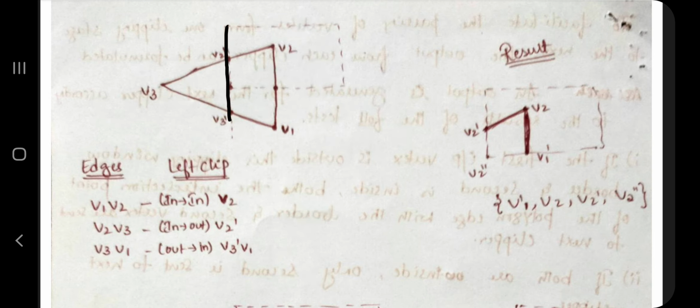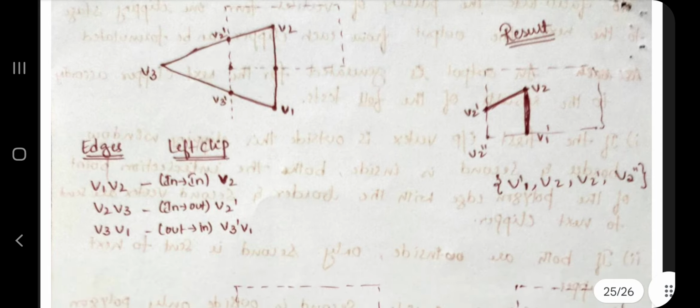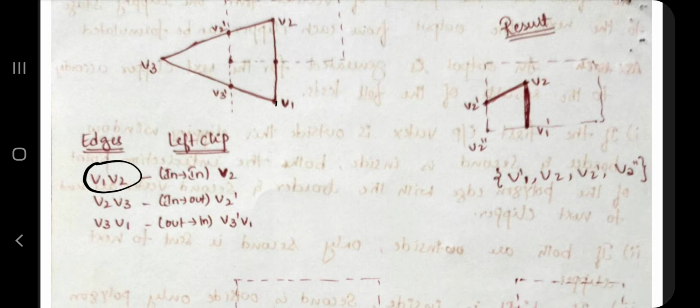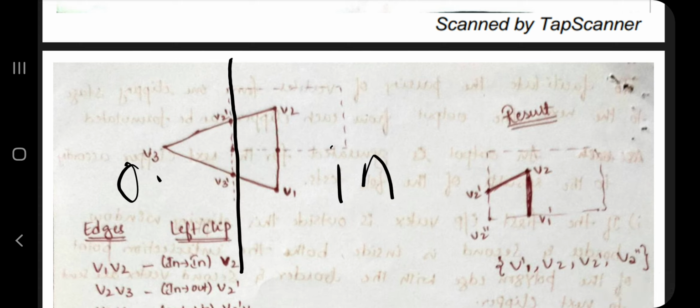After you have drawn a line like this and mentioned what is in and what is out, you have to consider each edge. You will make a table and write edges and left clip here, because we are doing left clip. Take the edges in any order; in this question they have taken this order, so I'll take the same order: v1 v2, v2 v3, v3 v1. After writing the edges, take each edge and see which case it is. v1 v2, as you can see, is a partition: this whole part is in, this whole part is out.